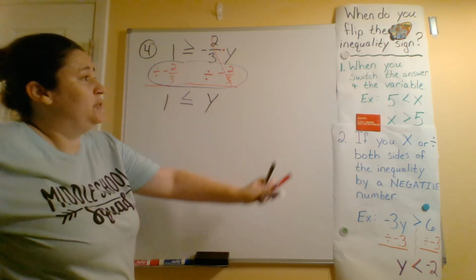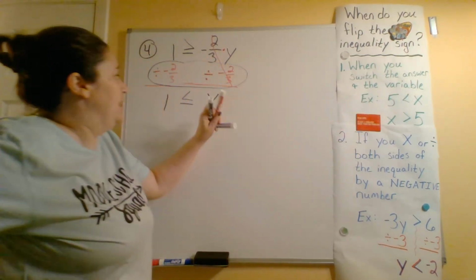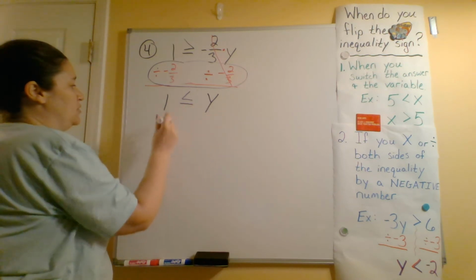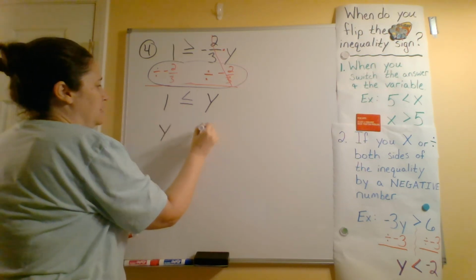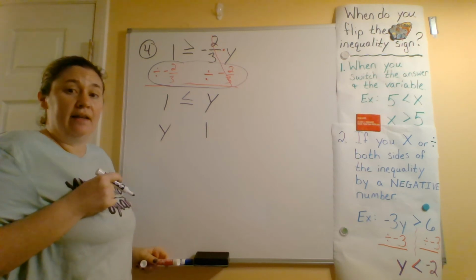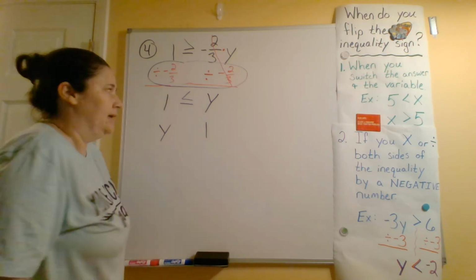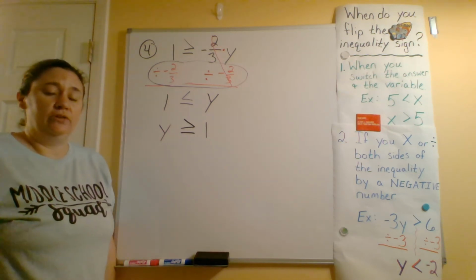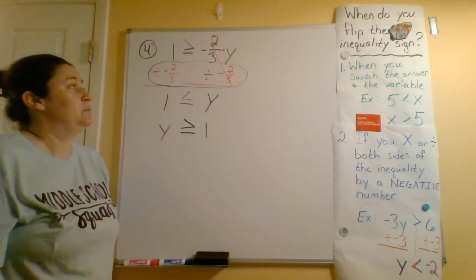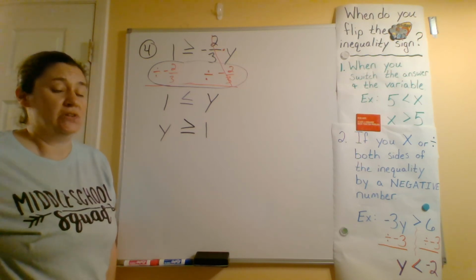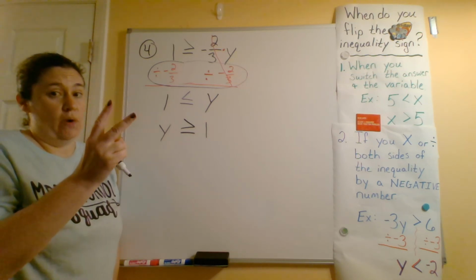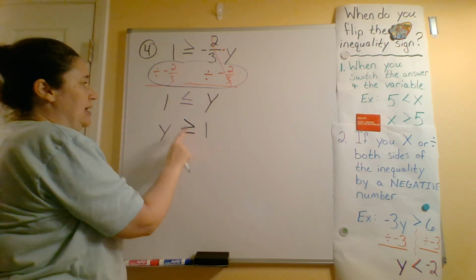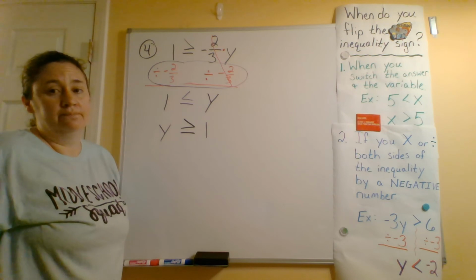But we end up with one of these situations. We have the variable on the right and a number on the left. That means I need to move the variable to the left and the number to the right. And what do I do when I do that? I have to switch the sign again. So it ends up getting switched back to greater than or equal to. And that's okay. This is one of those problems I told you about before the workbook started, where you have to flip the sign twice. Once because you divide by a negative number, and then a second time to put y on the left-hand side.